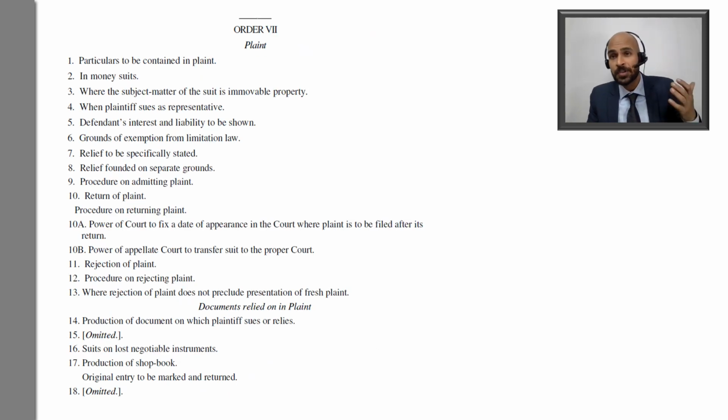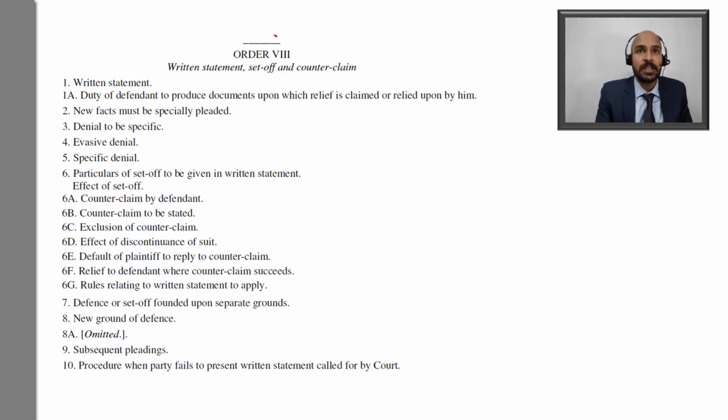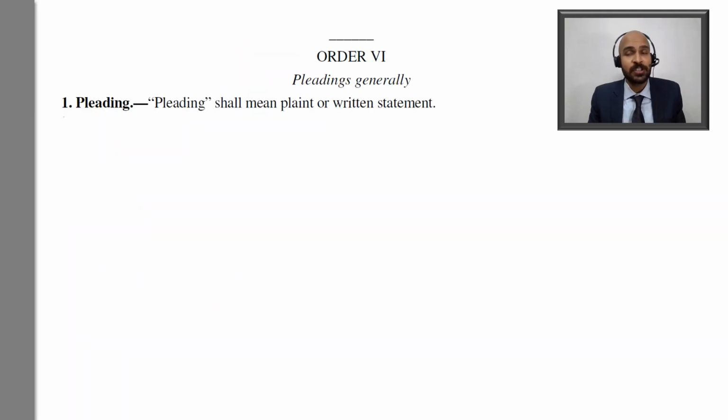We just saw that Order 6 contains pleadings, Order 7 talks about the plaint, and then you have Order 8 that talks about the written statement and also about set-off and counterclaim, which we shall see in a bit. So when you want to see any of the rules relating to pleadings, you know that you have to refer to Orders 6, 7 and 8. If you see all of these rules, you will understand pleadings really well. So we were looking at Order 6, Rule 1, which tells you that the pleading shall mean the plaint or written statement.